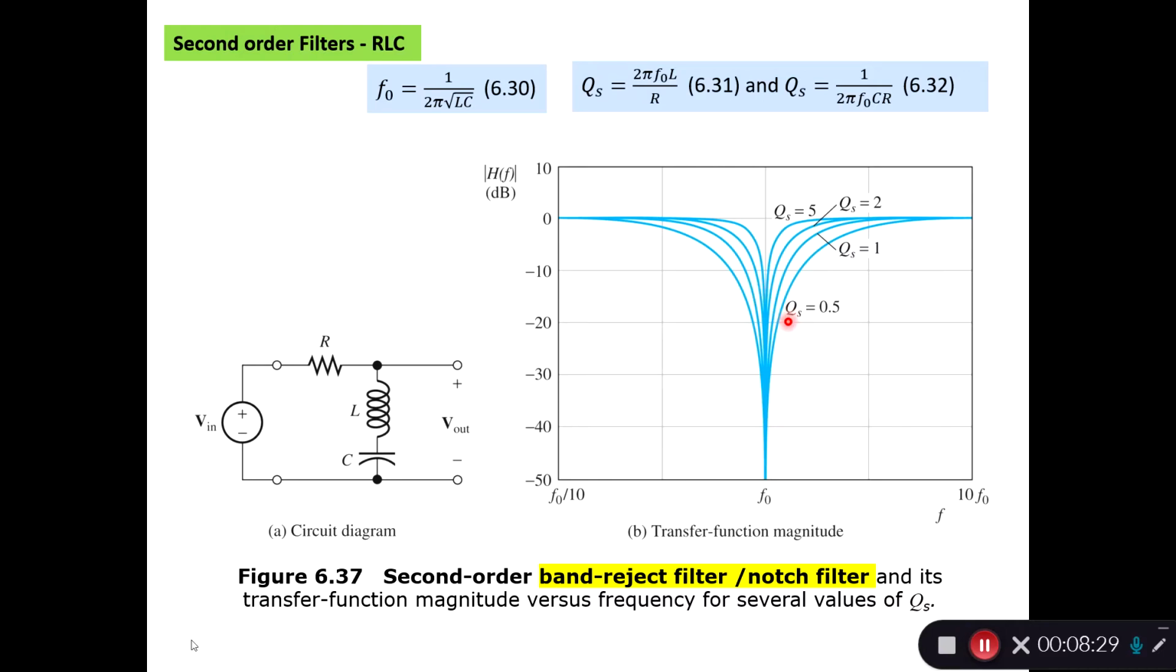Here, a higher Q means that it's more selective in filtering out one specific frequency. The smaller the Q, the more other frequencies it filters out too, and that is perhaps unwanted. We use again the resonance frequency and the series circuit's quality factor to design the filter.